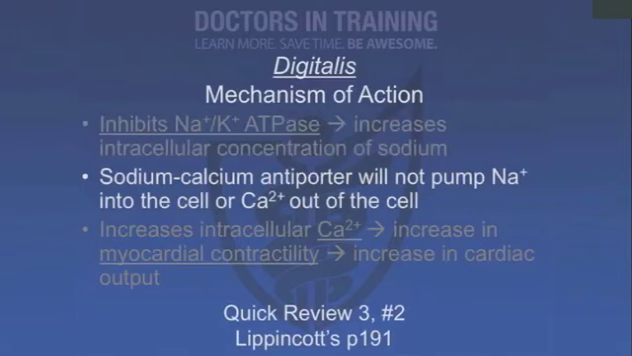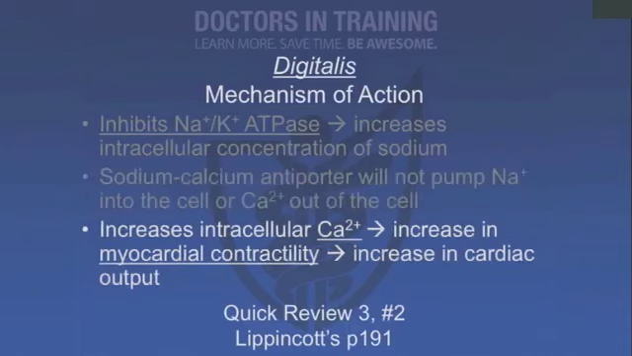So this sodium-calcium antiporter will not pump sodium into the cell or calcium out of the cell. So ultimately, this increases the intracellular calcium. And with increased calcium, you're going to have increase in myocardial contractility and increased cardiac output.